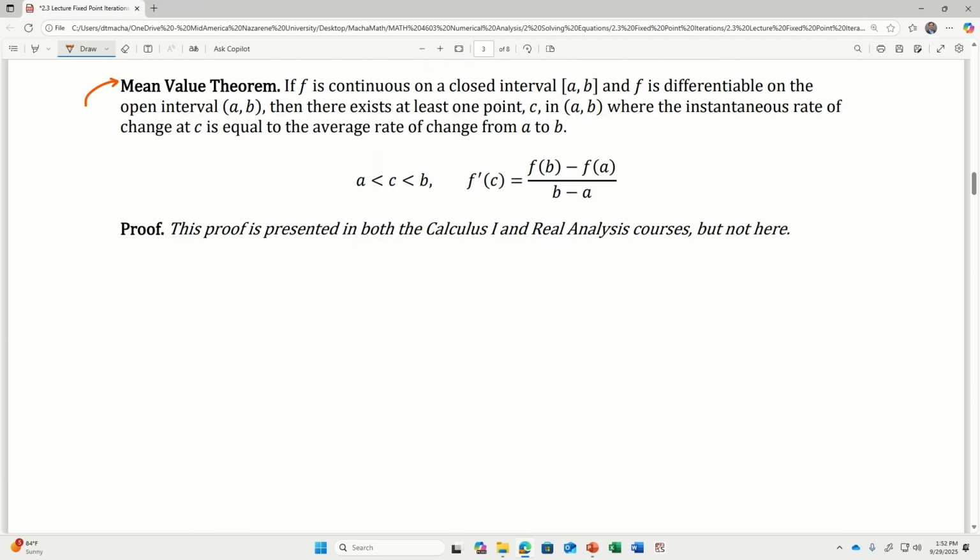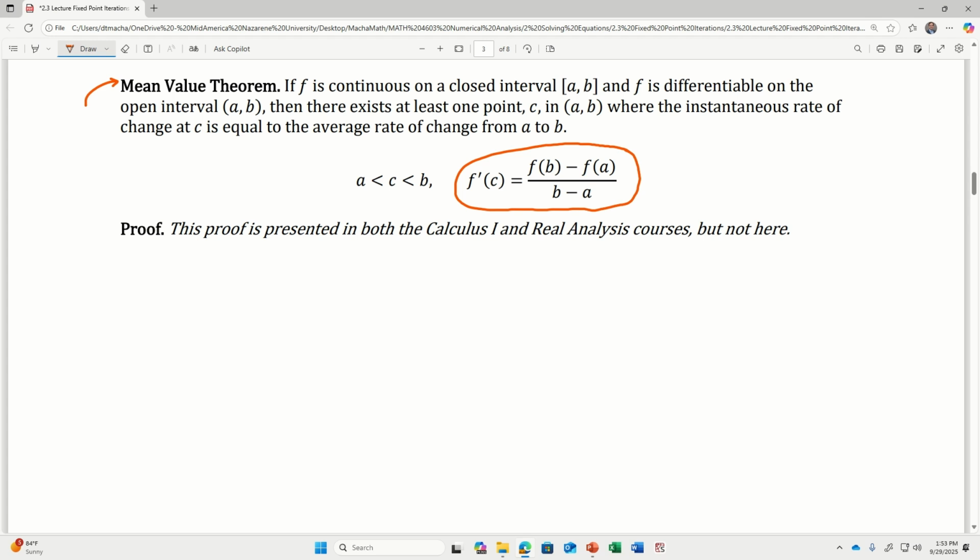The mean value theorem assumes you've got a function f, and it's continuous on some closed interval, and on the same interval it's differentiable. So just assume it's a well-behaved function. Then there should exist at least one point inside that interval where the instantaneous rate of change is equal to the average rate of change from A to B. So this formula is the rigorous way of stating that, where the point C is in between A and B.